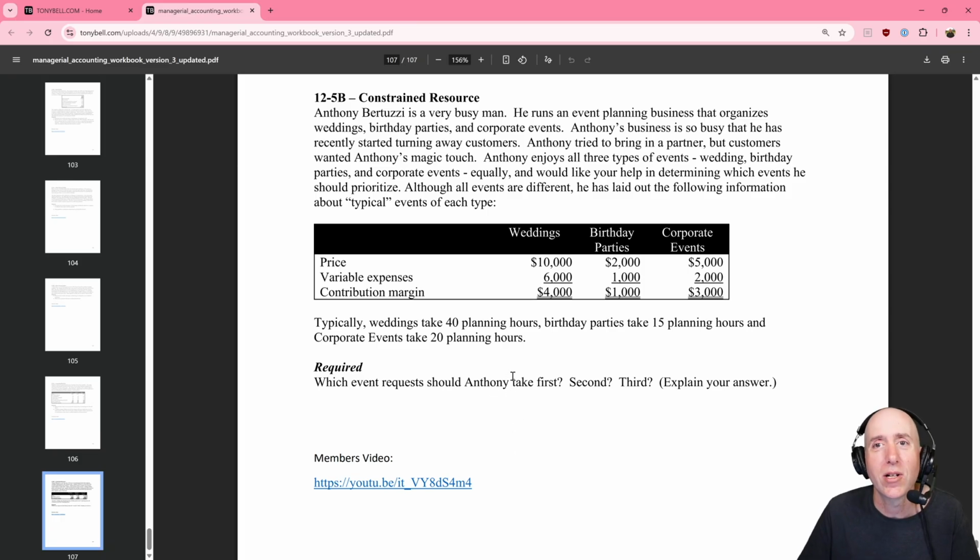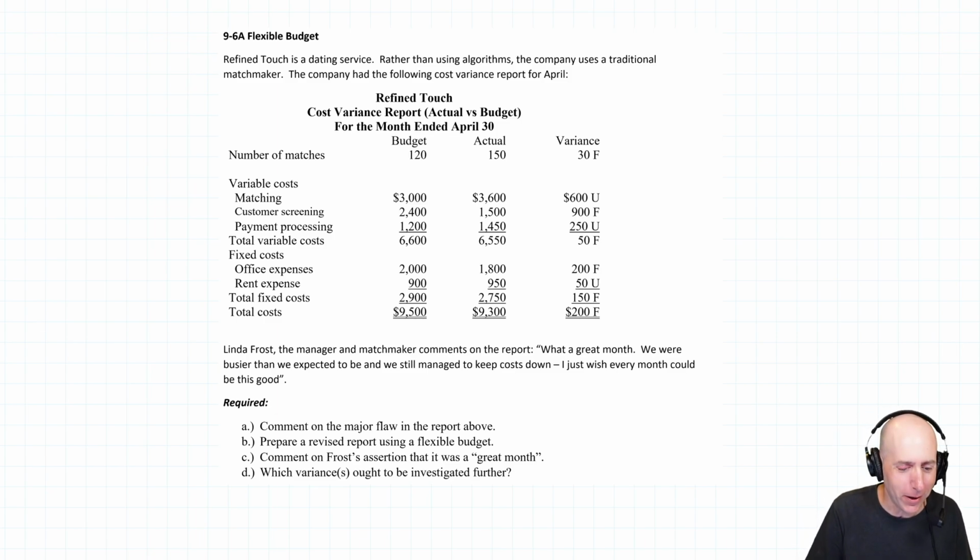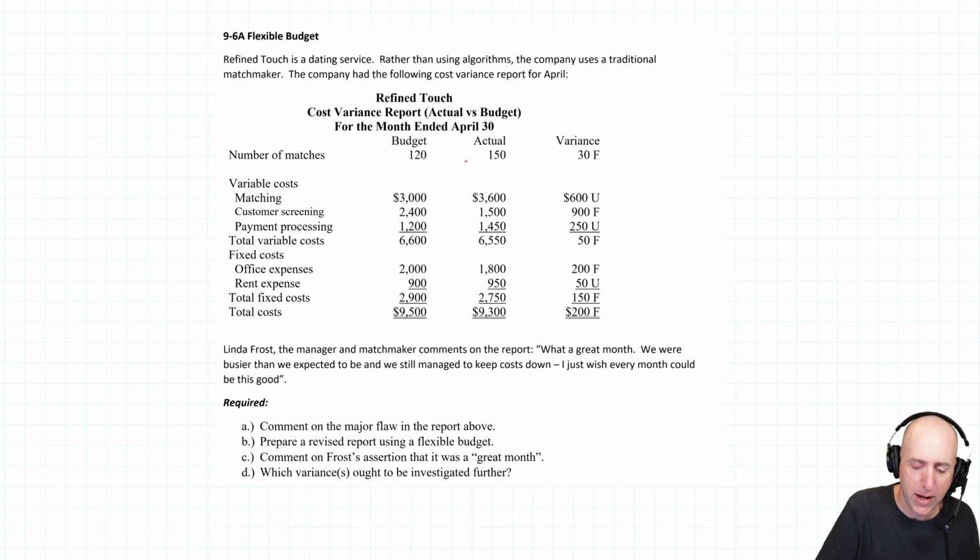All right, let's jump into today's exercise. Let's jump into problem 968, a flexible budgeting sample problem. Refined Touch is a dating service. Rather than using algorithms, the company uses a traditional matchmaker. The company had the following cost variance report for April, and you can see they were planning to have 120 matches. They actually had 150, so they're busier than expected.